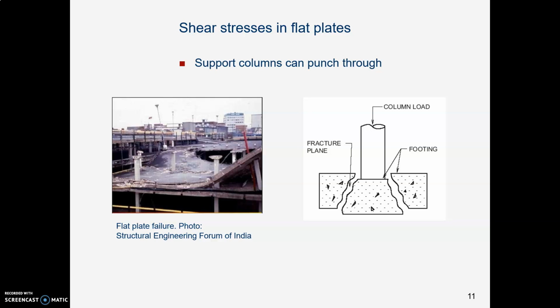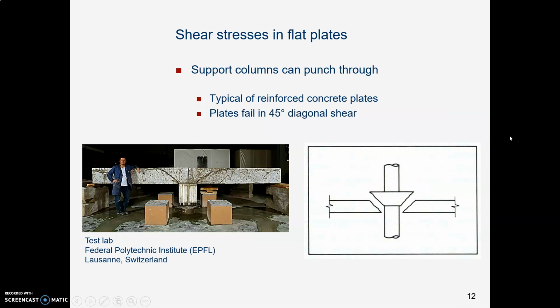Shearing happens in flat plates where you have a column and then a flat concrete plate over the top, and those columns can punch through, and they punch through at a 45-degree angle because they are shearing. Here's a test specimen so you can really see those 45-degree lines. Here's a drawing of a column punching through a concrete plate.